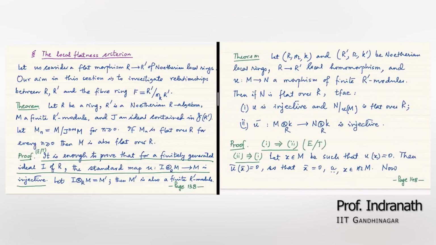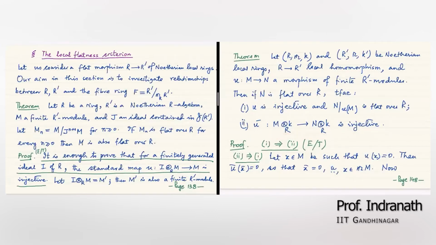Okay, so now, a little more focused. Now you have Noetherian local rings and you have a local homomorphism. You know what this is. And u is a morphism of finite R dash modules. Suppose that N is flat over R, and then the following conditions are equivalent: that u is injective and N mod uM is flat over R is equivalent to saying that u bar, after this tensoring, is also injective.